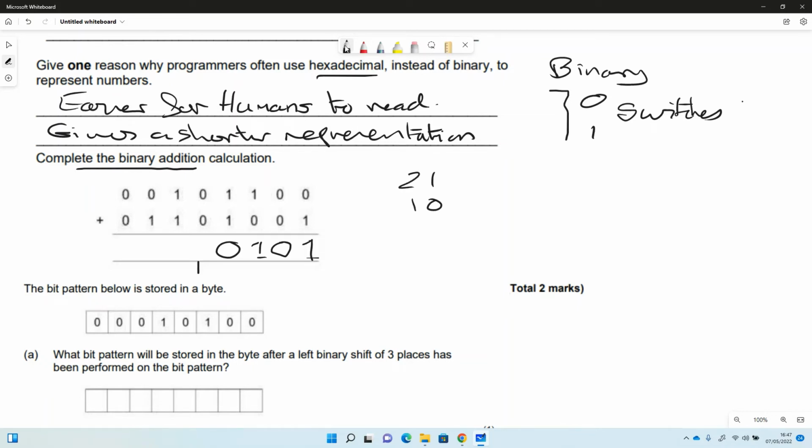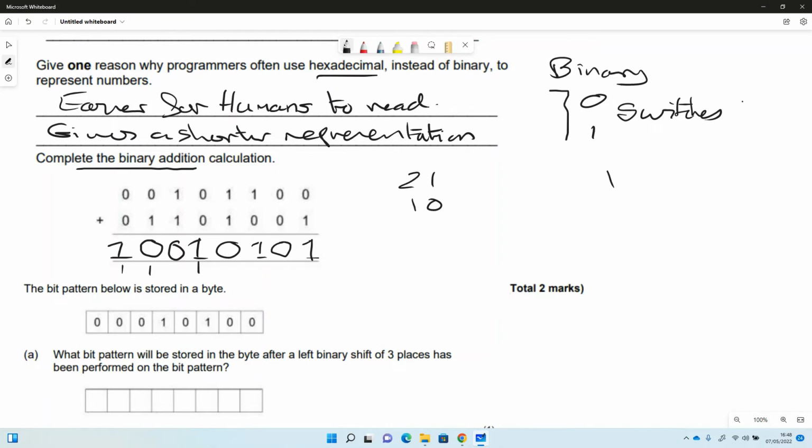So 0 and carry 1. 0 and 0 and 1 is just 1. 1 and 1 again is 0, carry 1. 0 and 1 and the carry is 2. So that's 0 and carry 1. And so we've added up our number just like that. So you'll never be asked to add more than 3 numbers together in the exam. So if you can add this, remember the way it works, you should be okay.